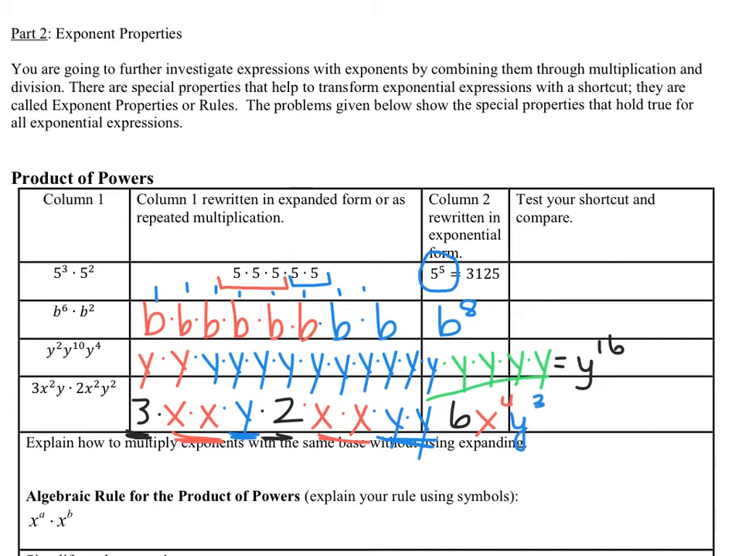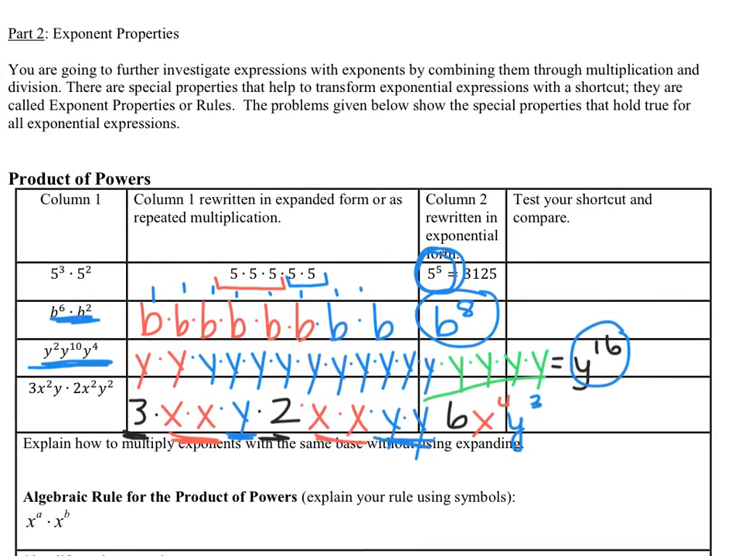So if I look back at all of these and I look at the exponents that I started with, I started with 5 to the third and 5 to the second, that gave me 5 to the fifth. Over here I had b to the sixth and b to the second, that gave me b to the eighth. Here I had y to the second, 10th, and 4th, which gave me a total of 16. And then here I had x squared and x squared, which gave me x to the fourth, and y to the third was from 1 y and 2 y's.